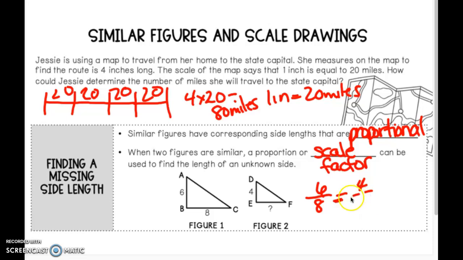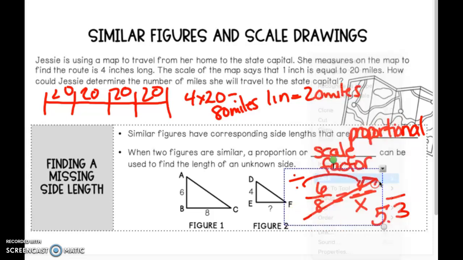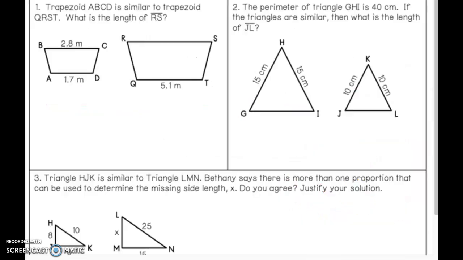So we have found these in the past, so we know we can cross multiply and divide. So we have 32 divided by 6. And we know that this side is 5.3 on the unknown side. Okay, so we're just looking at that. So cross multiply and divide.